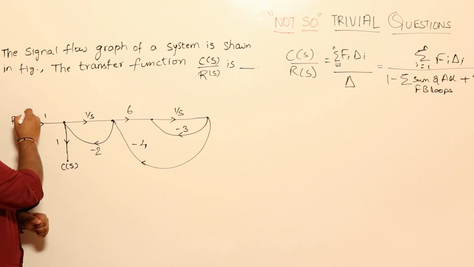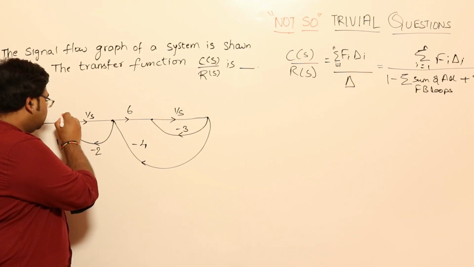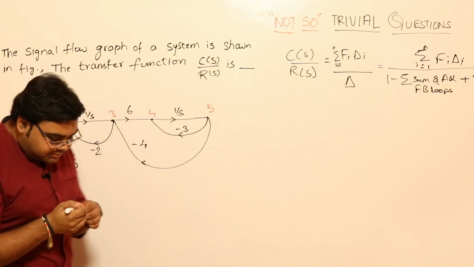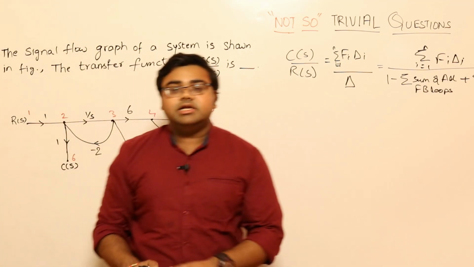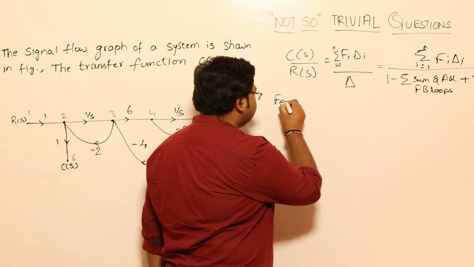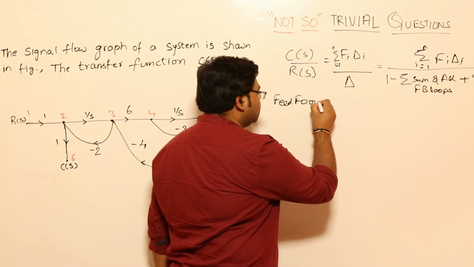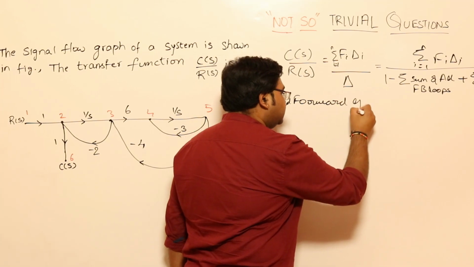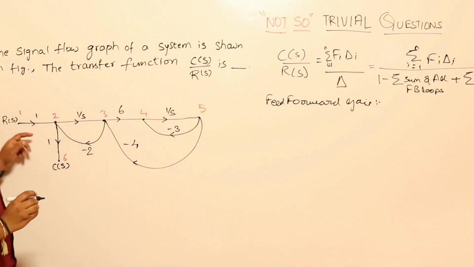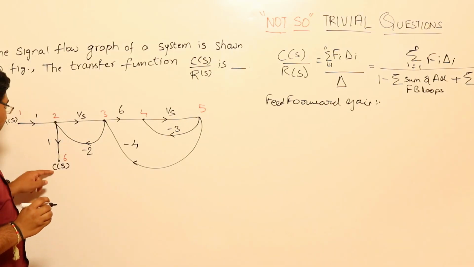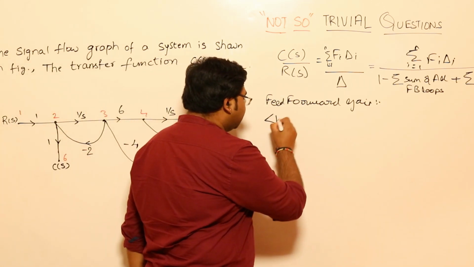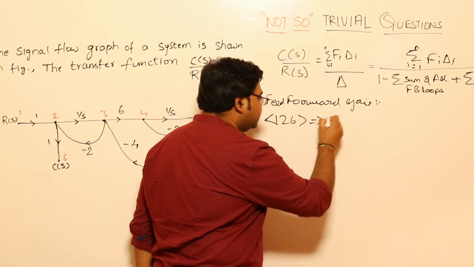From here I will start numbering this as 1, then 2, 3, 4, 5 and 6. Once I have numbered these, let me quickly start writing the feed forward gains and the feedback gains. Feed forward gain: let us see how many feed forward paths there are. Only one feed forward path, connecting R to C, that is 1, 2, 6, and that gain is 1.